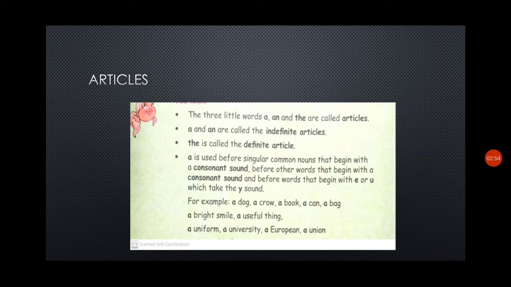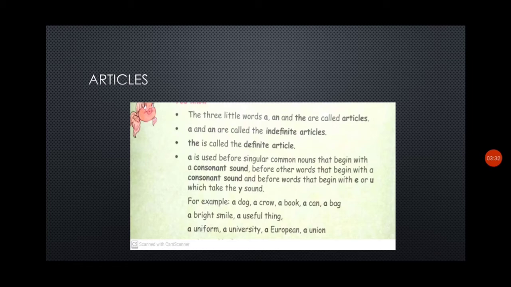For example, a union. Now, when we say a union, the word starts with the letter U, which is a vowel. But because this letter sounds as 'yoon-ion', therefore Y sound, alright? Y sound, union, yoon. So we are going to use a before this word. A useful work, a university, a unit, a European.